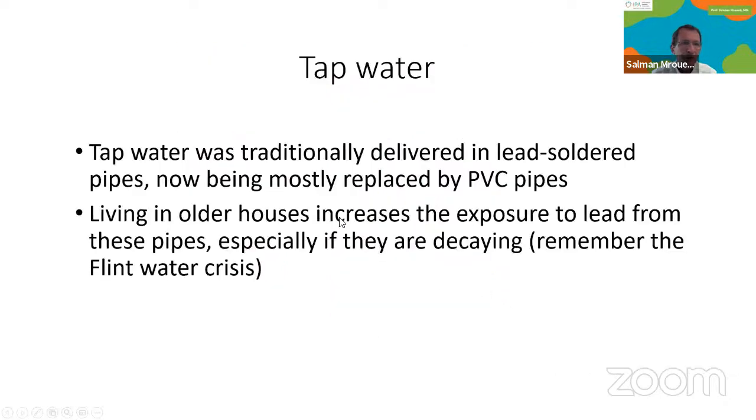Now, tap water. Tap water was traditionally delivered in lead-soldered pipes. Now, most people are using polyvinyl chloride pipes. However, living in older houses increases the exposure to lead from these pipes, especially if they are decaying. And remember the Flint water crisis in the US. So again, as we said, living in older houses is a high risk factor for high lead levels.